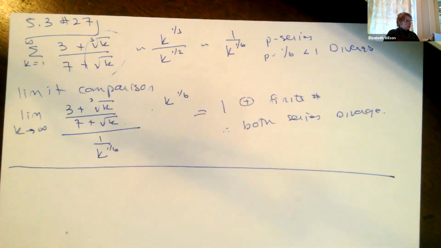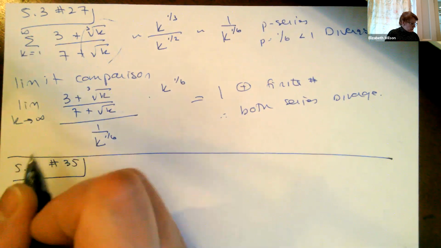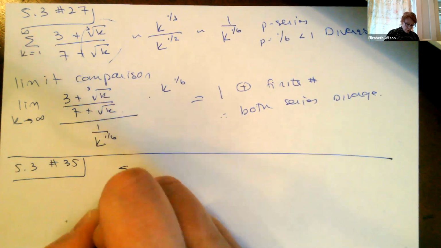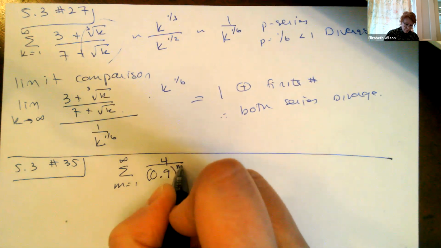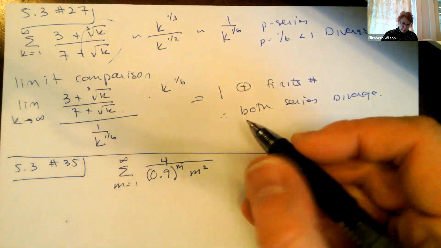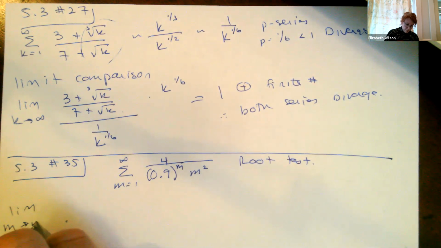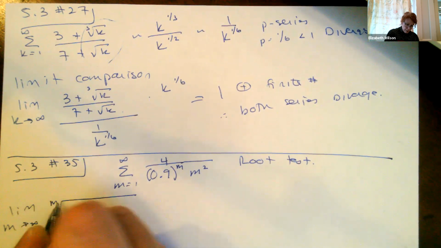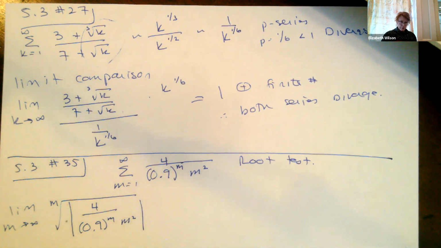So 5.3, number 35. Okay, so this one looks like the sum from m equals 1 to infinity of 4 all over 0.9 to the m times m squared. So I've got this number to the m, so I'm going to try a root test. Okay, so I'm going to take the limit as m goes to infinity of the mth root. I have to take the absolute value, although I'm pretty confident these are going to be positive. So this is my root test.